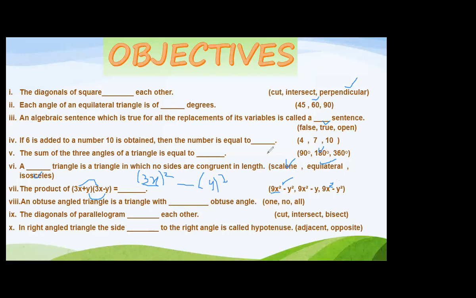How many obtuse angles are there in an obtuse angle triangle? One obtuse angle. Very good. With one obtuse angle. Next question is, Sanya, yes. The diagonals of a parallelogram cut each other, intersect or bisect.